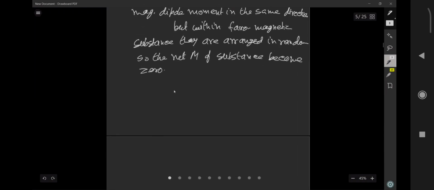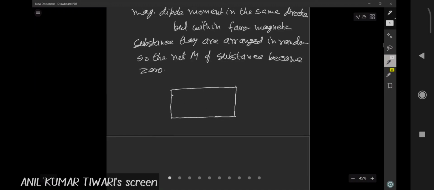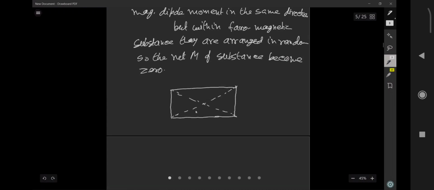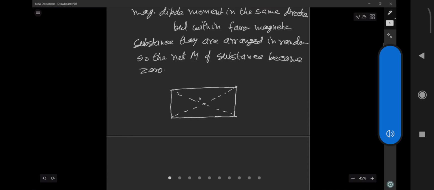So in this, we are considering that this is a ferromagnetic substance. And within the ferromagnetic substance, we are having domains. I'm going to draw the simplest one. It does not mean the size of the domains should be equal, or that there are going to be only four domains. There may be a number of domains, and the size may be different. But for ease, I'm going to take it like this.